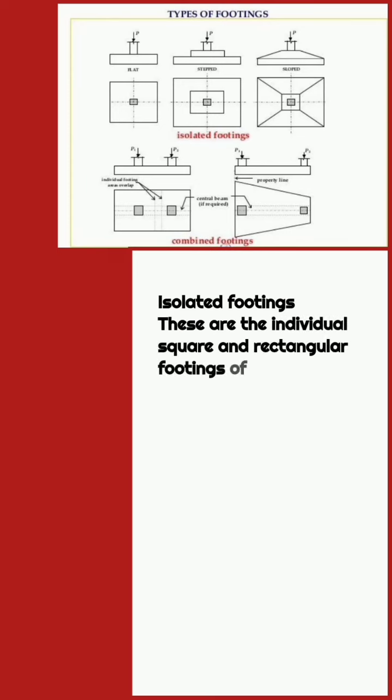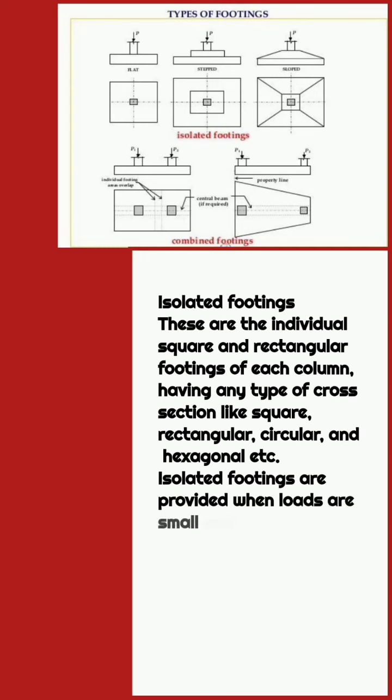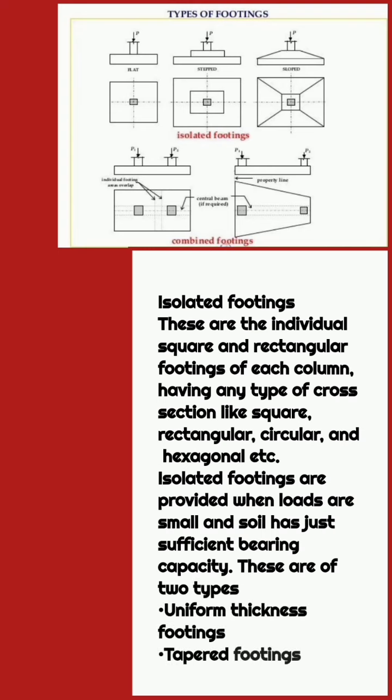Isolated footings. These are the individual square and rectangular footings of each column, having any type of cross-section, like square, rectangular, circular, and hexagonal, etc. Isolated footings are provided when loads are small and soil has just sufficient bearing capacity. These are of two types: uniform thickness footings and tapered footings.